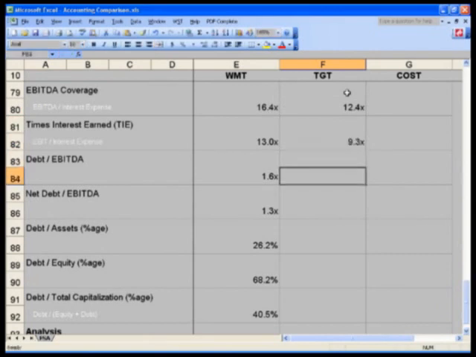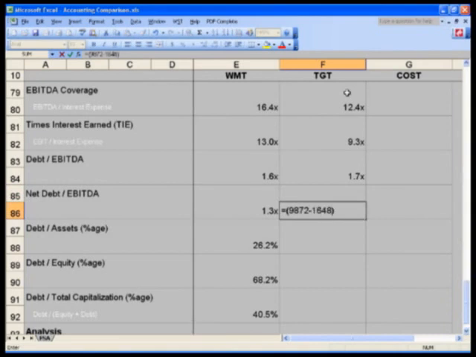Let us now go back on top to our Target. Target will say equals, what's our EBITDA? 5732 divided by 463. That gets us a 12.4 EBITDA coverage ratio. We'll do the same thing for our EBIT. EBIT equals 4323 divided by that 463, 9.3 times.